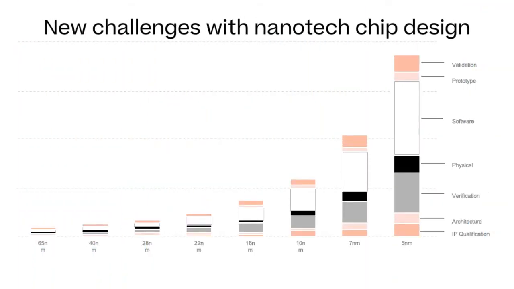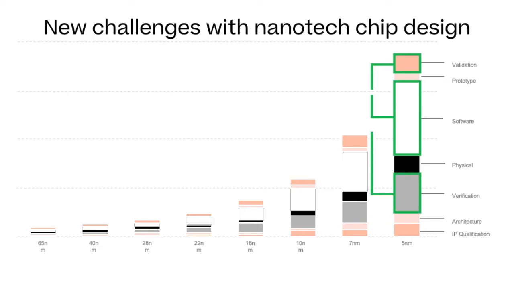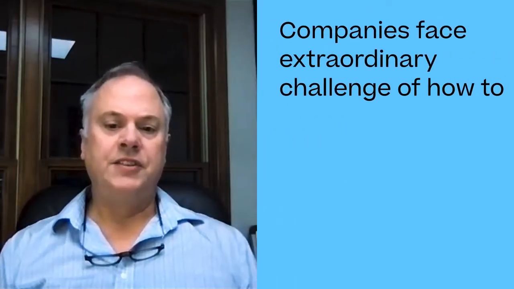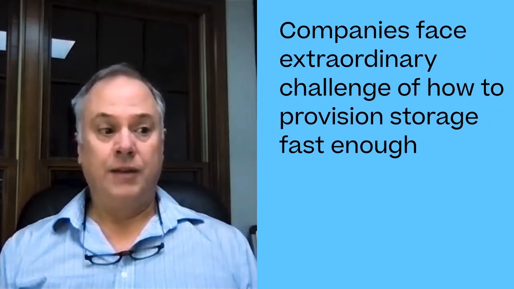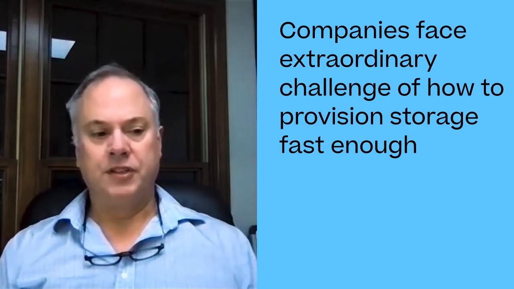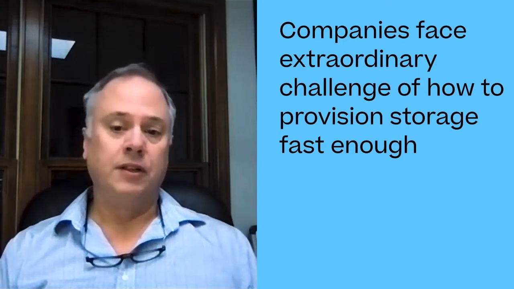So the other big challenge now, in addition to productivity and licensing, is that the features of the chips, the size of the actual transistors and gates, is getting down into the single digit nanometer type sizes. So 5 nanometer, 3 nanometer features. And that's doing some very interesting things from a data management perspective. There are much more files now to describe a chip, and then those files are getting much, much bigger. So companies are facing an extraordinary challenge of how do I provision data or storage fast enough into my data centers in order to keep up with the demand. And that's one of the reasons really that they're turning to the public cloud.